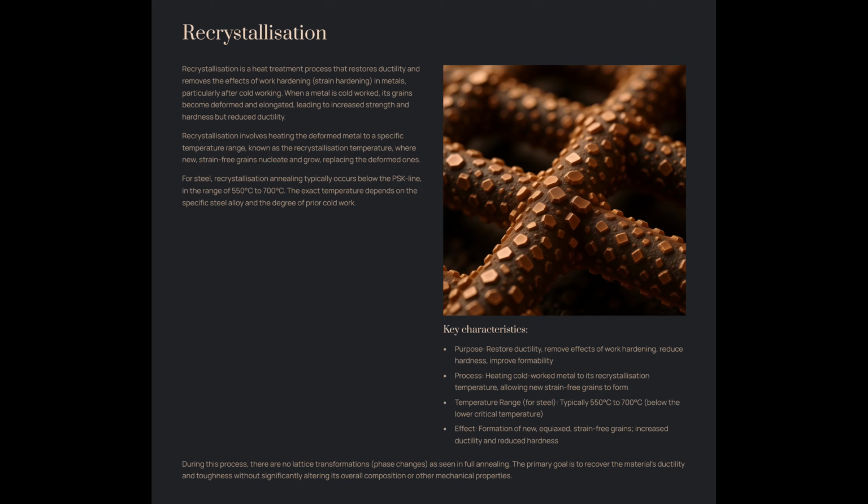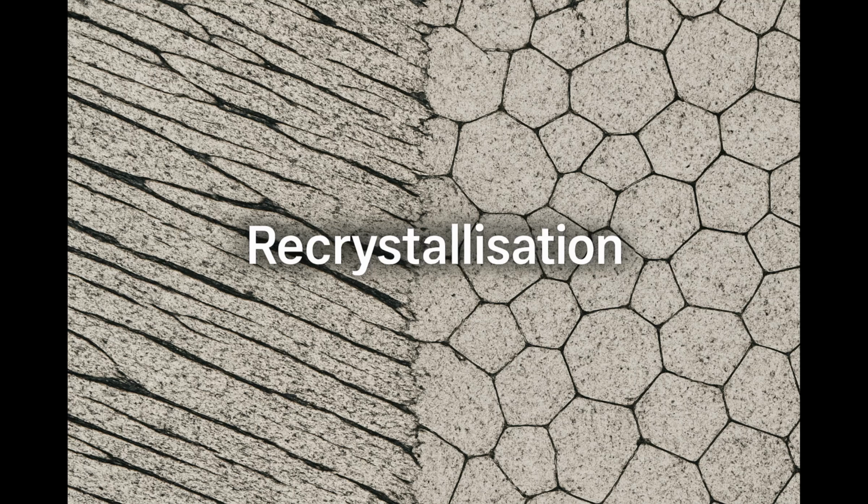For steel, recrystallization annealing typically occurs below the PSK line, in the range of 550 degrees Celsius to 700 degrees Celsius. The exact temperature depends on the specific steel alloy and the degree of prior cold work. During this process, there are no lattice transformations or phase changes, as seen in full annealing. The primary goal is to recover the material's ductility and toughness without significantly altering its overall composition or other mechanical properties.